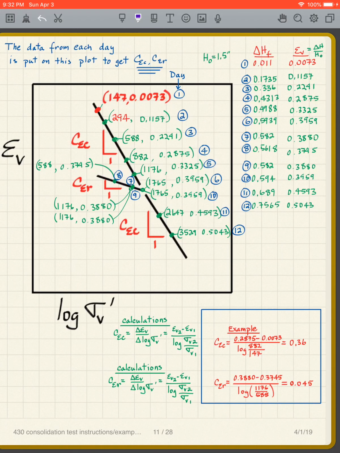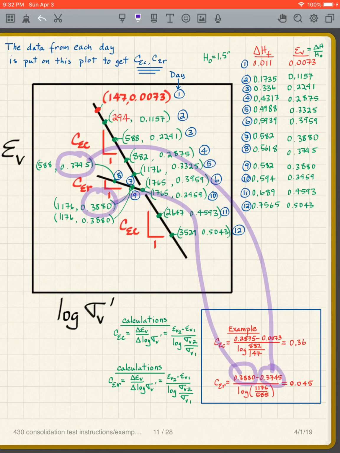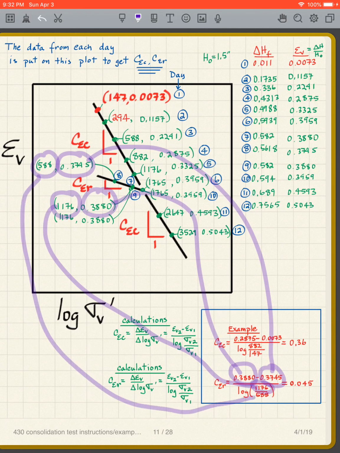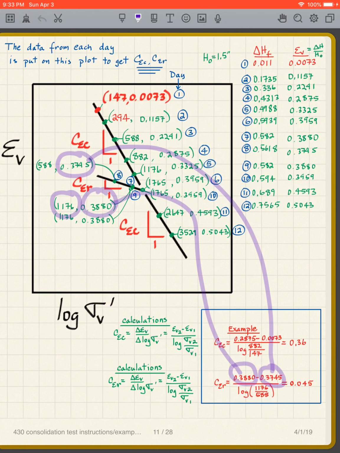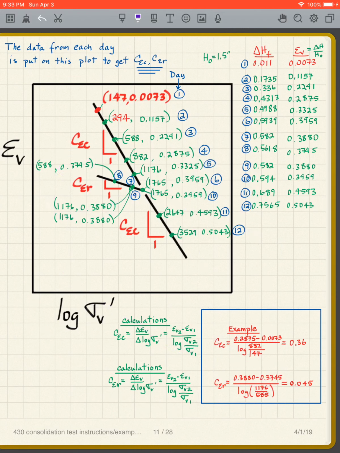And similarly, for 0.7, I've got 3880. That goes here. The 3745 goes there, and then the 1176 goes here, and the 588 goes here. And I end up with 0.045 for the C-epsilon-r. That is how you do it.